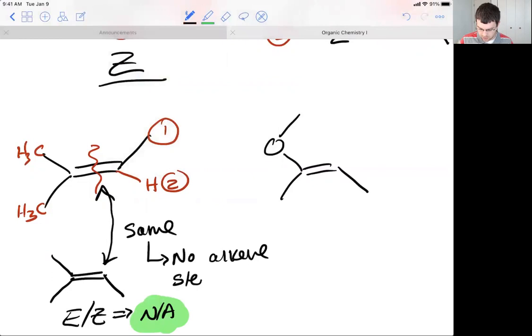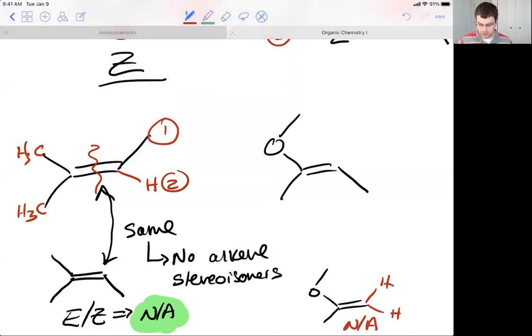No alkene stereoisomers. So the answer is not applicable in this case. And that would work if we had 2 hydrogens at the end. So in many cases we would have a complicated molecule, a methyl group, and then we just leave it like this. And if you went to assign it, you'd be like, oh, there are 2 hydrogens here. So this is also not applicable. Okay, I like to throw those examples in.